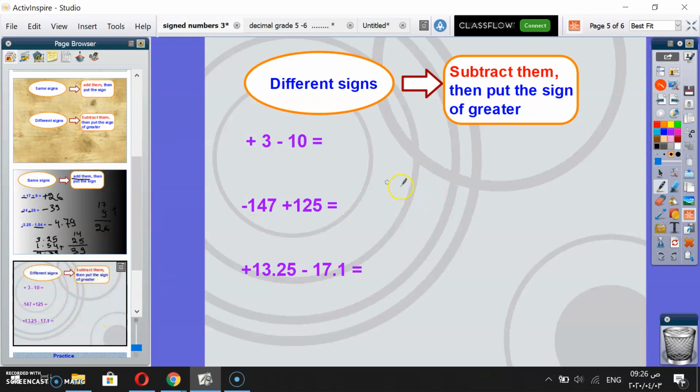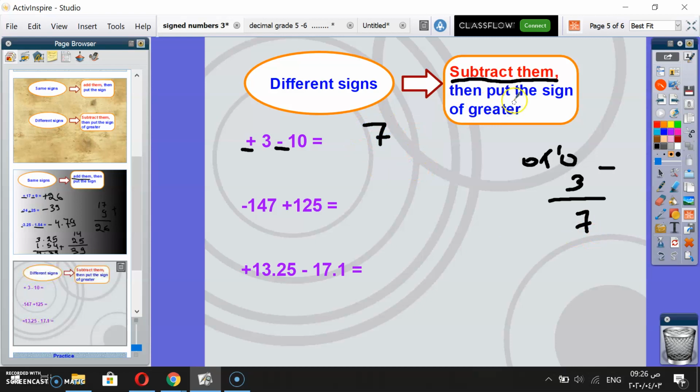Example of different signs. Here we have the sign of 3 is plus and the sign of 10 is negative. So we have different signs. One is positive and the other is negative. So we should subtract them and put the sign of the greater. So I will subtract 10 minus 3. 10 minus 3, 7. So 10 minus 3 is equal to 7.